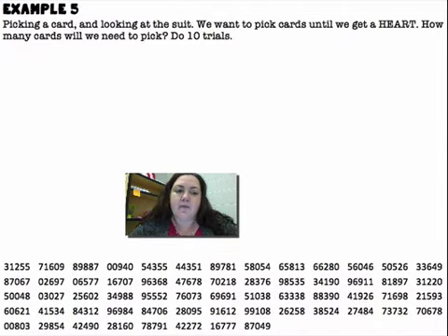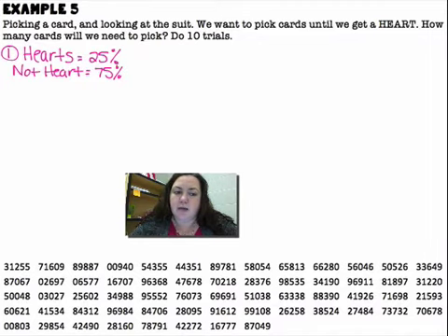Alright, example 5. Picking a card and looking at the suit. We want to pick cards until we get a heart. How many cards will we need to pick? So I'm going to do 10 trials. Hearts is 25%. Anything that is not a heart would be 75% of the cards.